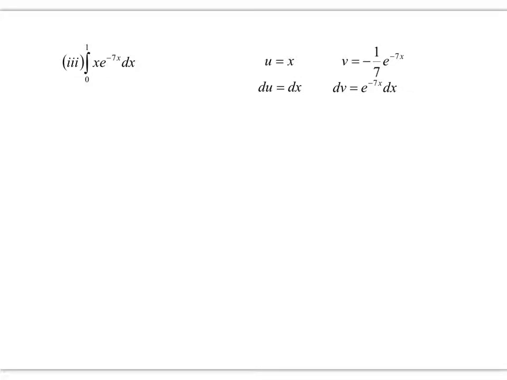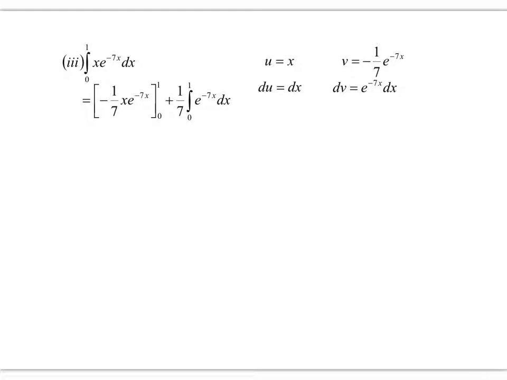you end up getting 1 on a, which is negative 1 on 7. So then, in this case, we're not going to get a plus c at the end because we have limits. So just make a big note of that.